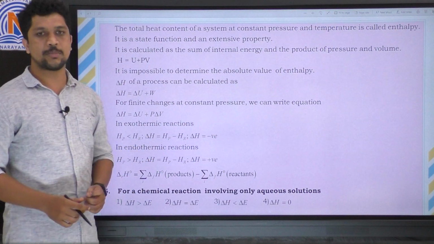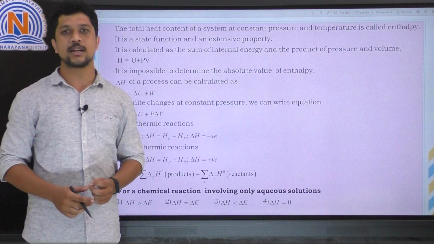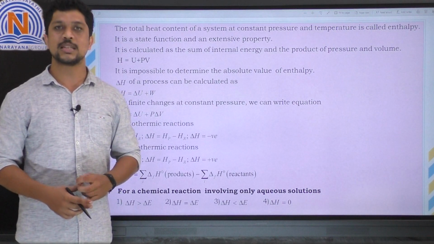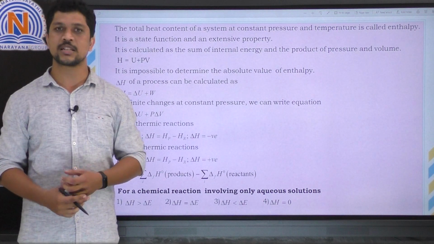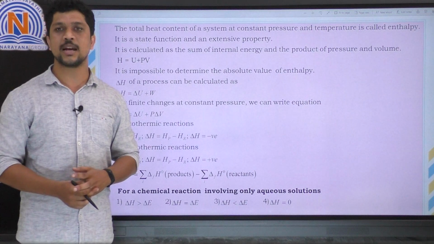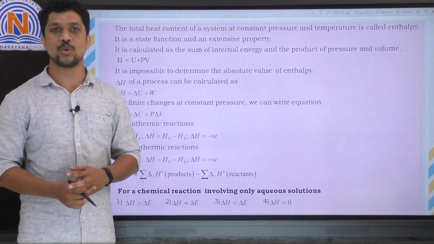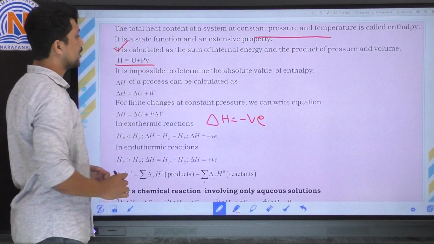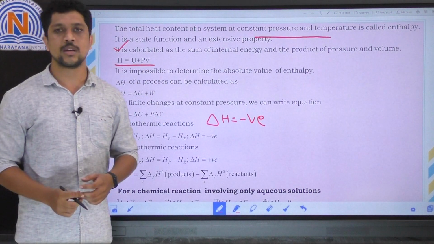Here they have given some information. The total heat content of a system at constant temperature and pressure is called enthalpy. This enthalpy is a state function as well as an extensive property. It is calculated as the sum of energy and the product of pressure and volume. So the enthalpy formula is H equal to U plus PV, right?